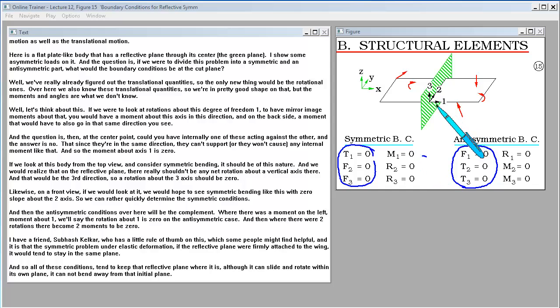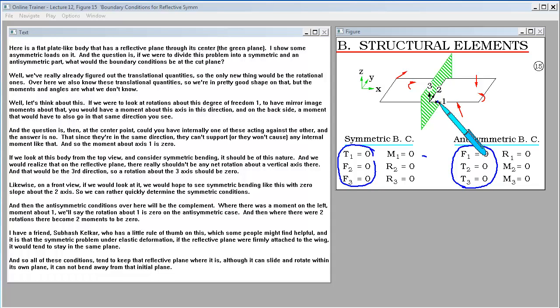Well, let's think about this. If we were to look at rotations about this degree of freedom 1, to have mirror image moments about that, you would have a moment about this axis in this direction, and on the back side a moment that would have to also go in that same direction, you see. And the question is then, at the center point, could you have internally one of these acting against the other? And the answer is no, since they're in the same direction they won't cause any internal moment like that, and so the moment about axis 1 is 0.